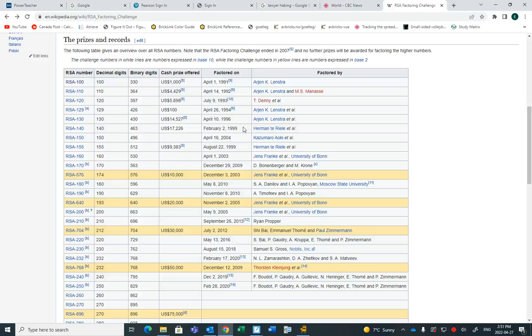Now, why would RSA just give money away for factoring? Your grade 9 teachers never did that. It would be nice, eh? Welcome to grade 9 class. Here's your assignment. First person to get it done gets $5. And then you'd be, I'm going to drop this course right at the end and take it again next year to make more money.